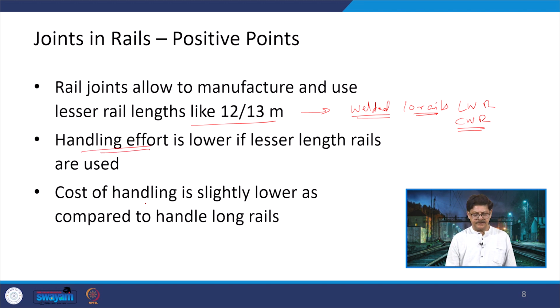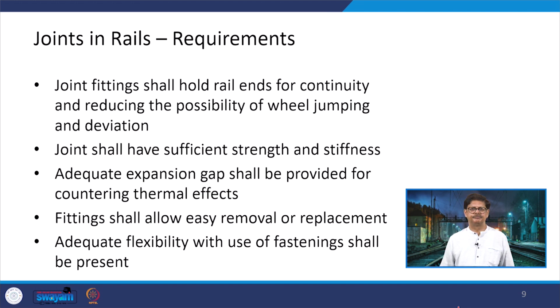Cost of handling is slightly lower as compared to handling the longer length of the rail. So, what are the requirements on the basis of our understanding of the positive or negative aspects related to the joints? The joint fittings shall hold the rail ends for continuity and reduce the possibility of the wheel jumping and deviation. So, whatever the joints are being designed, they should provide continuity.